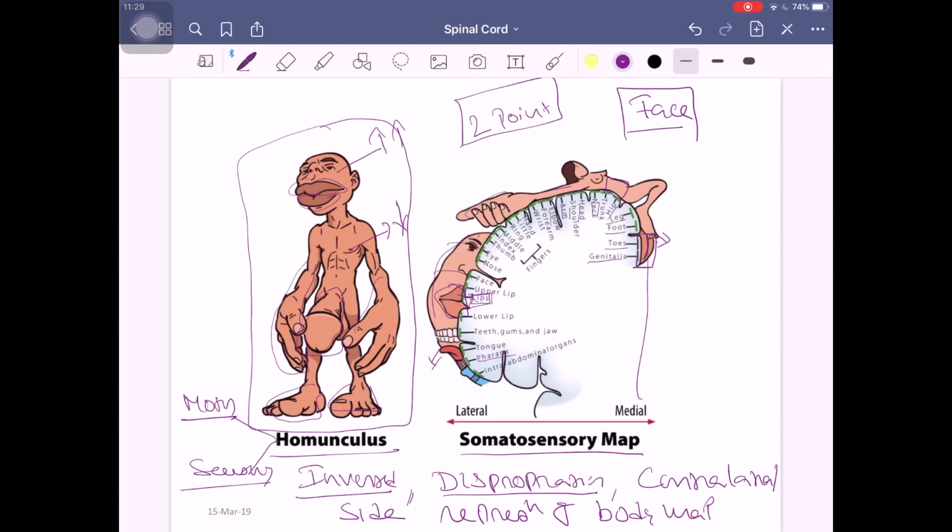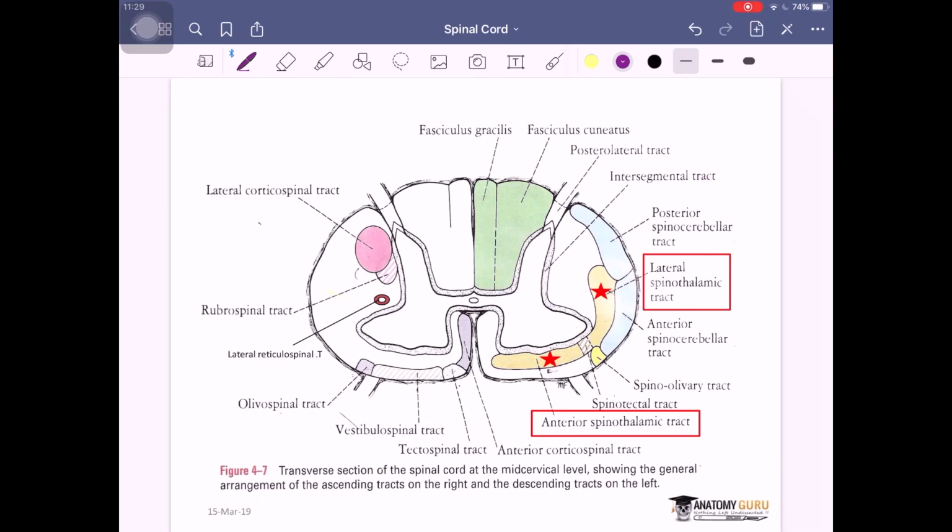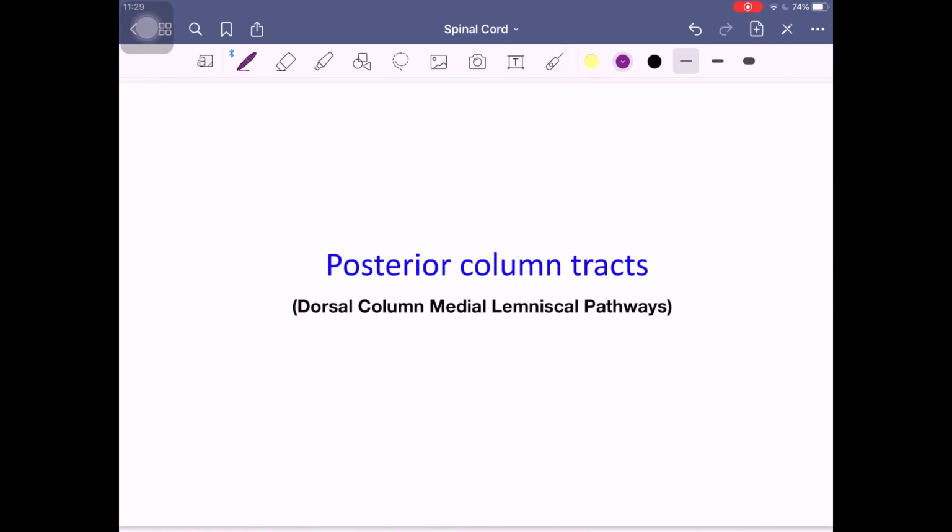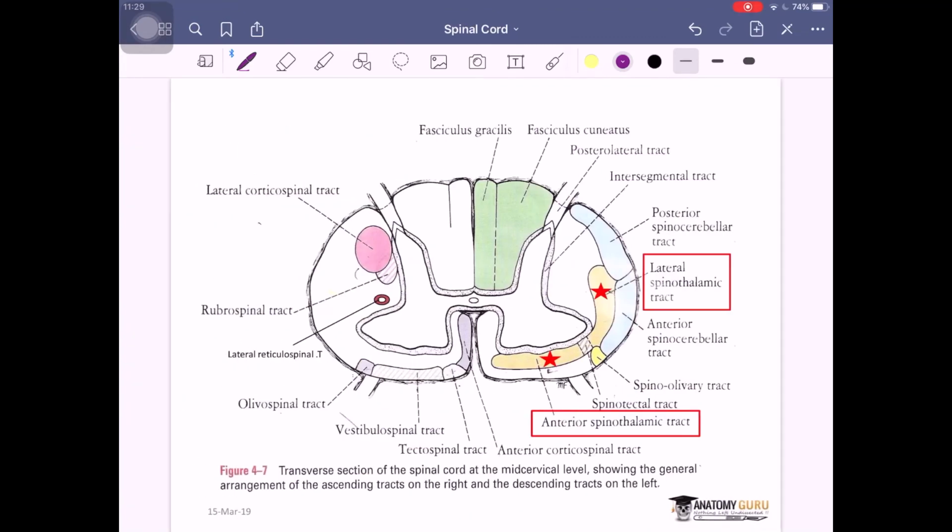So all our tracts are coming and they are ending in this part. Depending on where the tract is starting, they will come and end in this area. Is that okay? So those are your lateral tracts. Now the posterior column tract. The posterior column tract is nothing but the tracts present in your posterior funiculus. They are your medial tract called fasciculus gracilis and lateral tract called fasciculus cuneatus. I always used to get confused about which is medial and which is lateral.